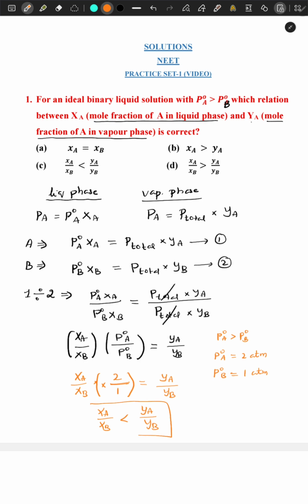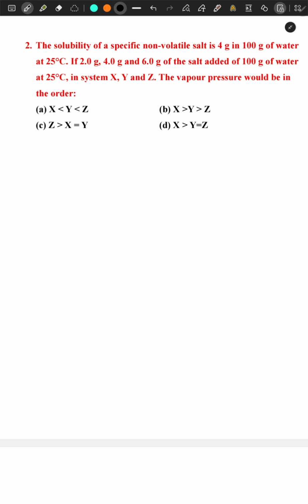So this is the final relation between chi A and Ya. If you observe that, you will get option C. Option C is the correct answer for question number 1. Now coming to question number 2.